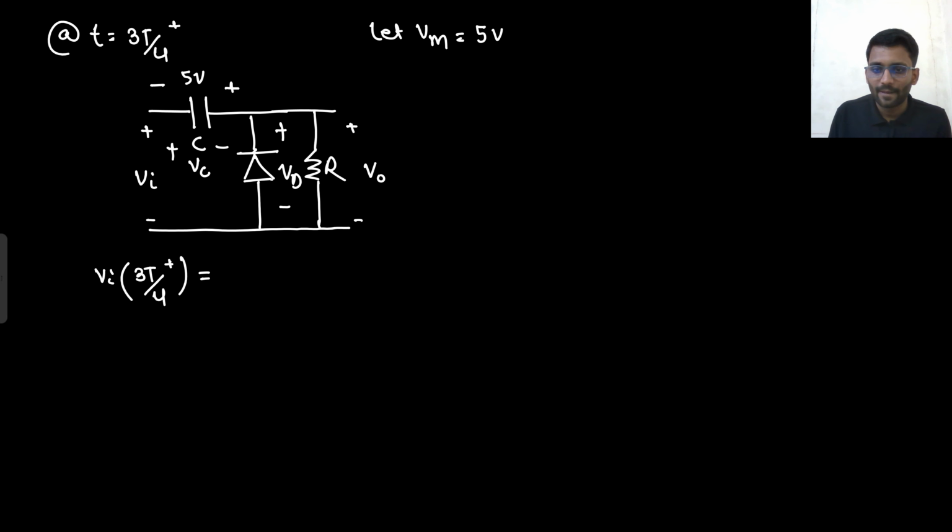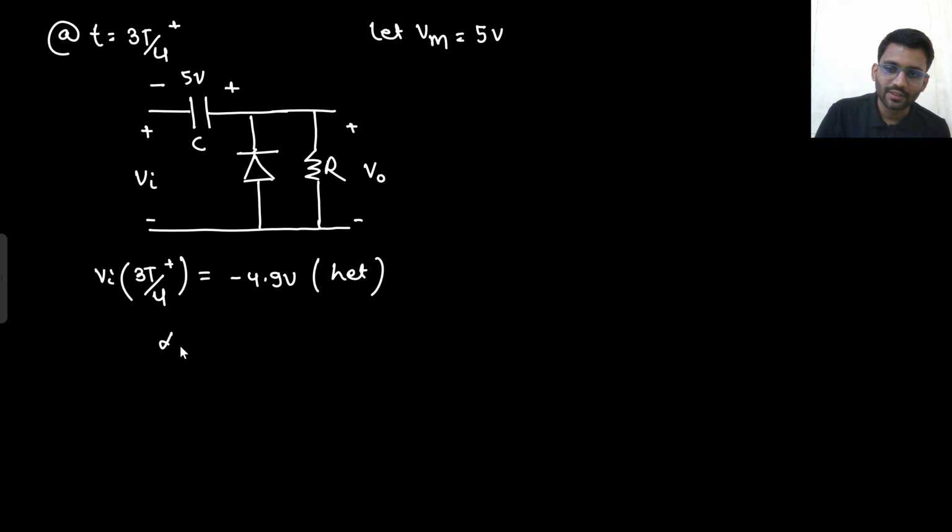So what I can say, V in at 3T by 4 plus will be some minus 4.9 volt. We are assuming, let's say minus 4.9 volt. So what will happen? Diode turns off. And if diode turns off, what will be the circuit?